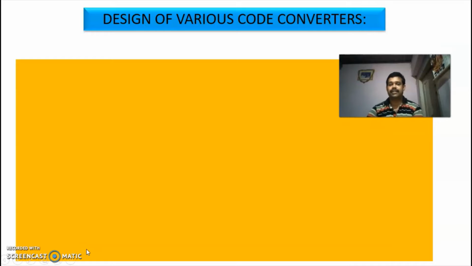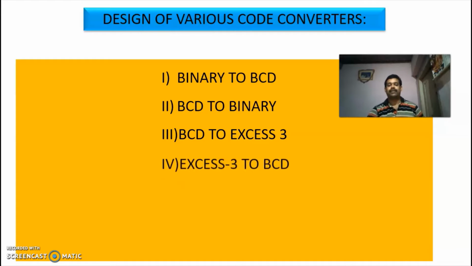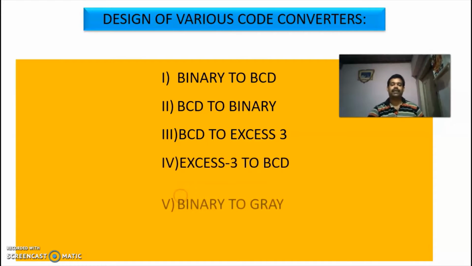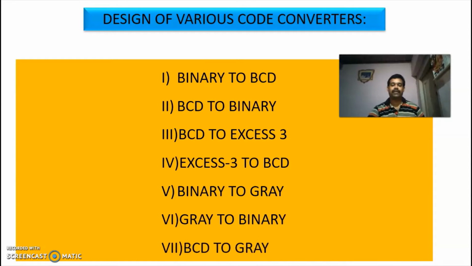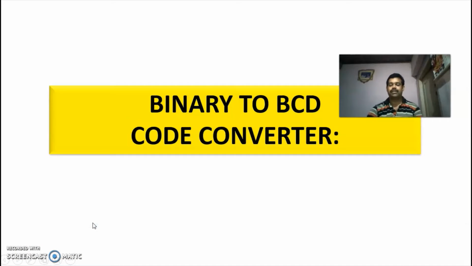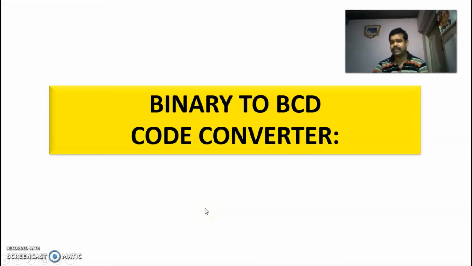First is the design of various code converters. In this design, first we are going to see binary to BCD code converter, then BCD to binary, then BCD to XS3, and XS3 to BCD, then binary to gray, gray to binary, then BCD to gray code converters. So first is binary to BCD code converter.